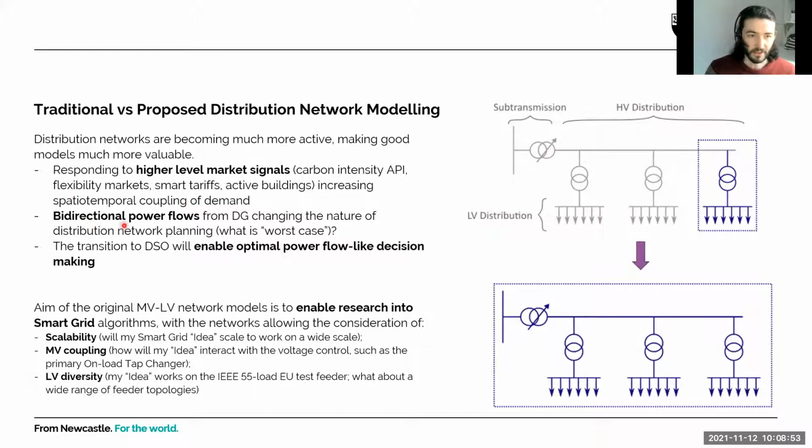On top of that, you have bidirectional power flows. People have been thinking about this for a long time, but it means that, as we'll see in a second, you get a different answer when thinking about what the worst case might be in a distribution network.